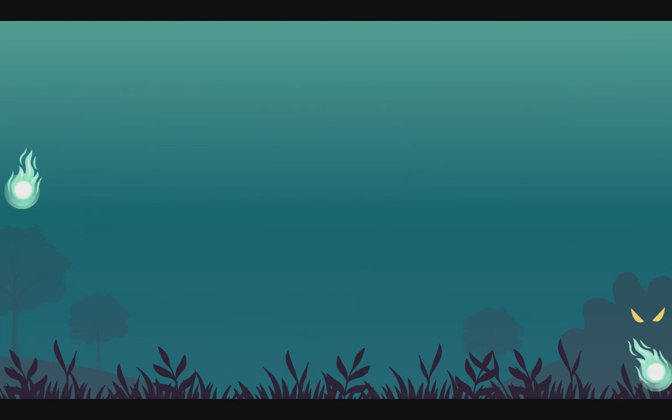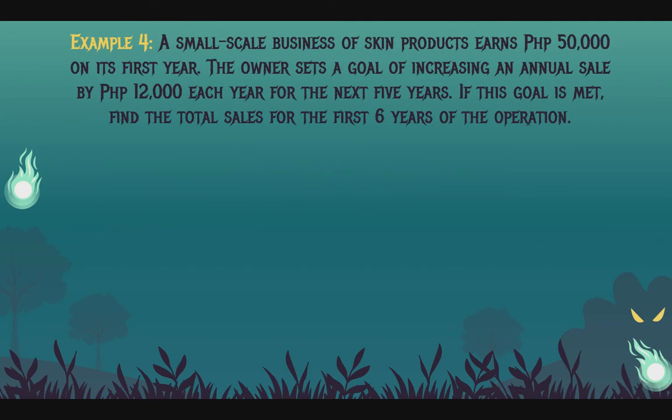Okay, next, punta tayo sa example number 4 natin. A small-scale business of skip products earns 50,000 on its first year. The owner sets a goal of increasing an annual sale of 12,000 each year for the next 5 years. If this goal is met, find the total sales for the first 6 years of operation.